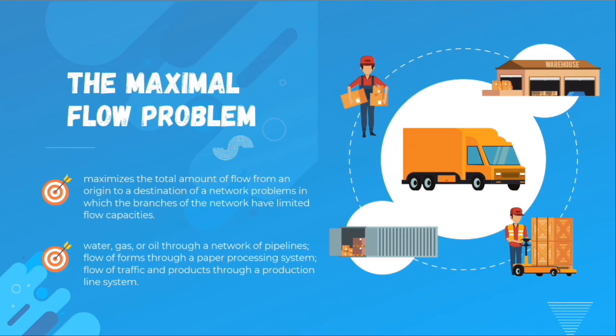That is why we have the maximal flow problem, which maximizes the total amount of flow from an origin to a destination of a network problem in which the branches of the network have limited flow capacities. So examples of problems that involve maximal flow are water, gas, or oil through a network of pipelines, flow of forms through a paper processing system such as in a government agency, flow of traffic, and flow of products through a production line system. And it can be observed that in these types of networks, there are limited flow capacities in some of its branches.